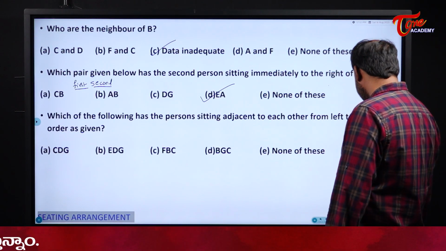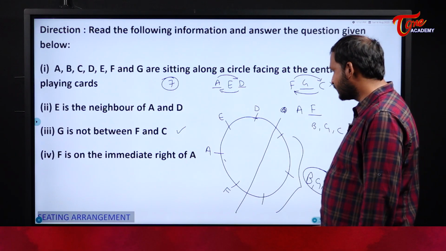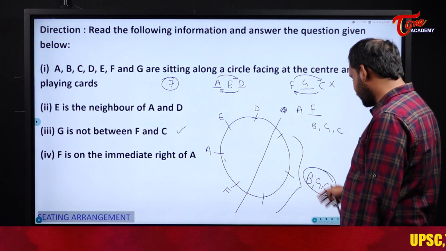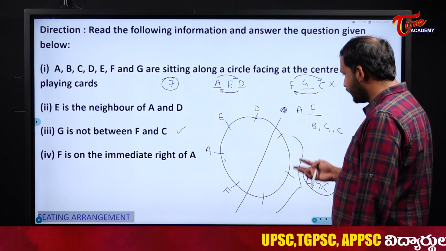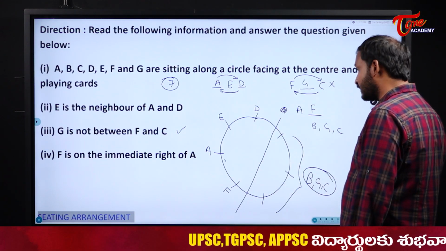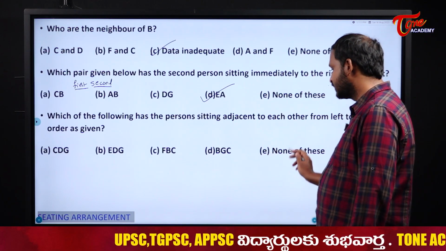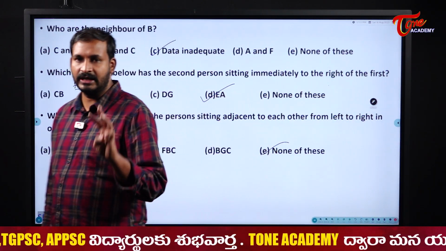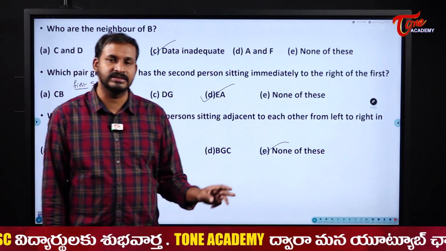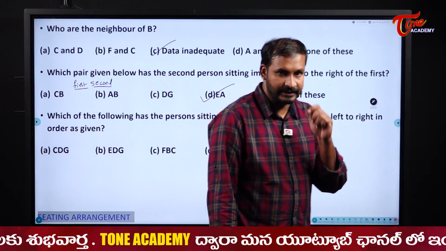Next option is FBC. No, we cannot tell the positions exactly. Next BGC. We cannot tell exactly BGC, all the three. None of these. So our answer here becomes none of these. Why? Because we are not able to tell the exact positions of three persons. That is the reason this is happening.